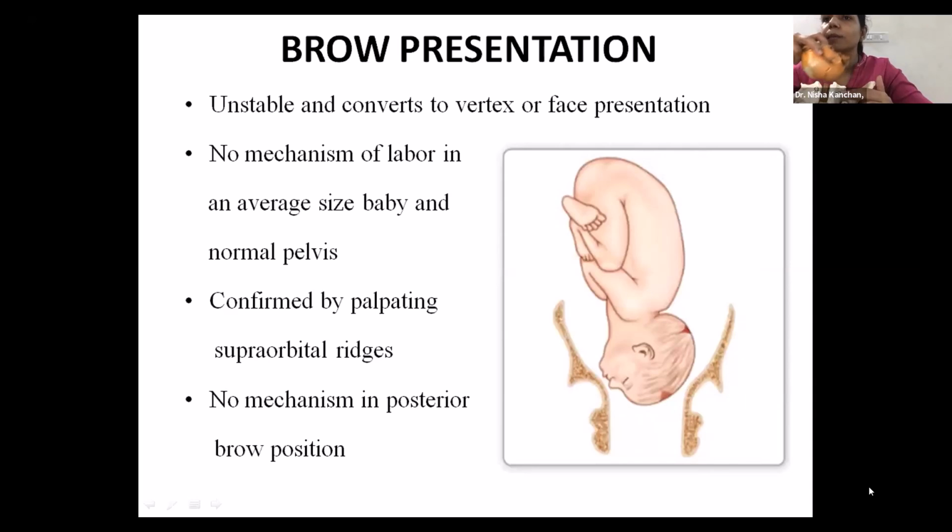14 centimeters. So there is no mechanism for a 14 centimeter diameter to enter the pelvis. So unless it is extremely premature, a brow is not going to enter into the pelvis. Yeah. Next slide.